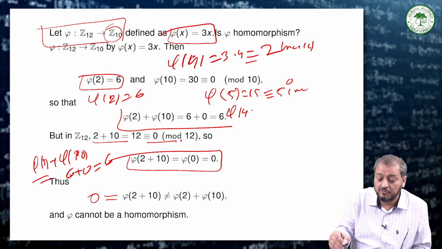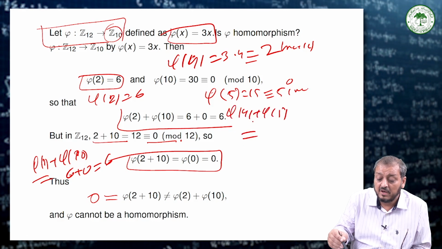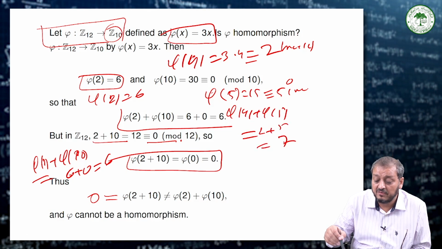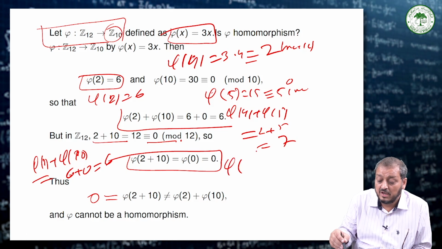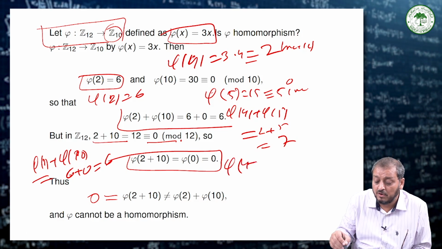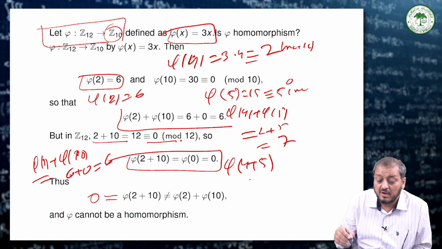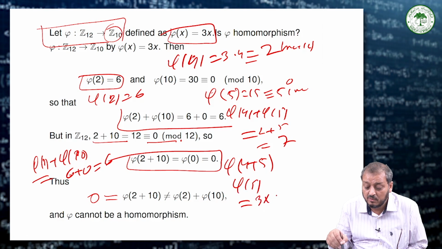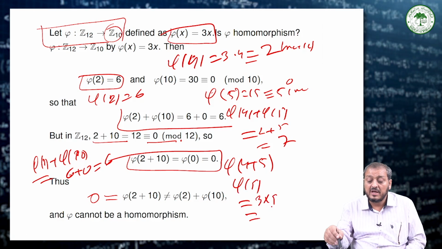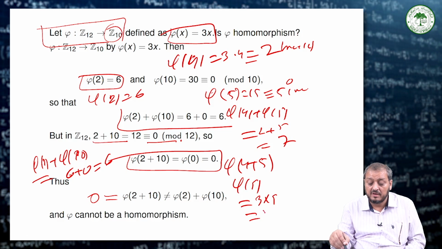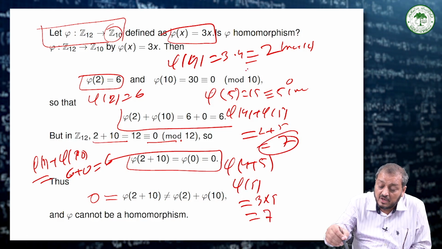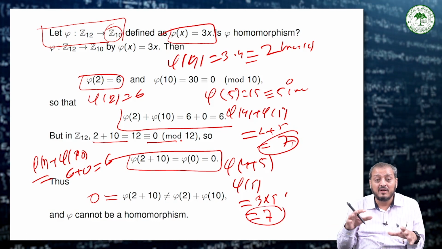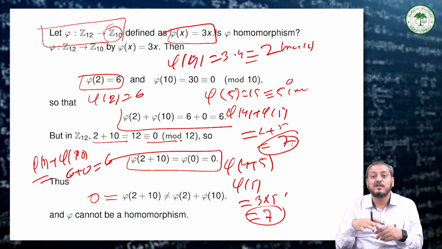So phi of 4 plus phi of 5 is equal to 2 plus 5, which is equal to 7. And 4 plus 5 is equal to 9, and phi of 9 is equal to 3 into 9, which is 27, and that is equal to 7. But in this case, if we take these two elements, we can show that this satisfies the condition, but it is not true for each and every element of this set.